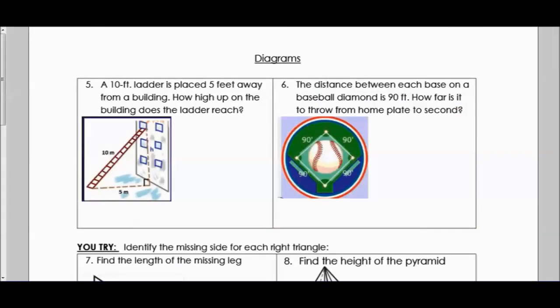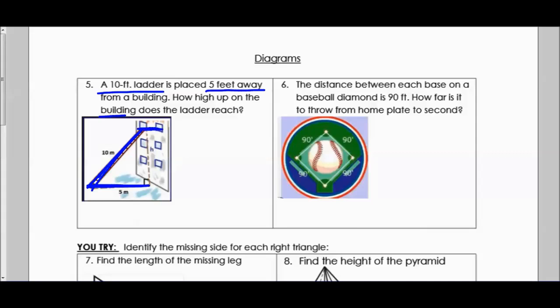Alright, the toughest part of this is when they give you a picture that's not really a clear right triangle, and maybe you have to form the right triangle for yourself. That's definitely the toughest part of this. On this first example with the diagrams, we have a 10-foot ladder. The ladder itself is 10 feet, and it's placed 5 feet away from the building. How high up on the building does the ladder reach?